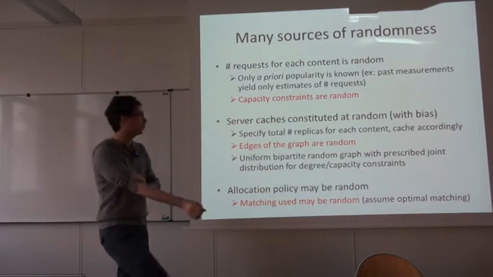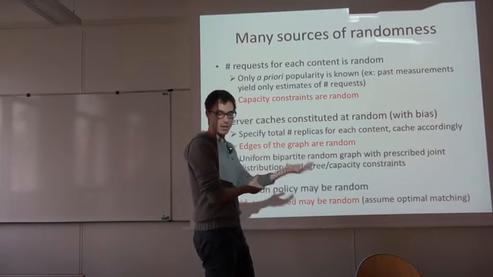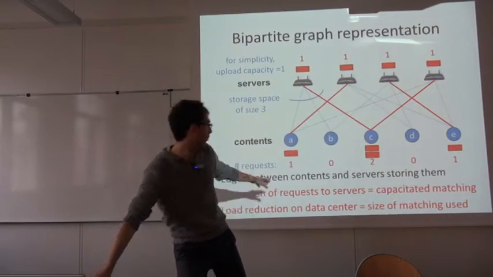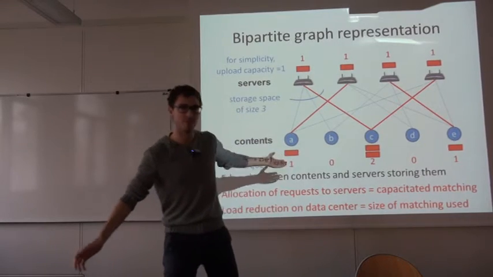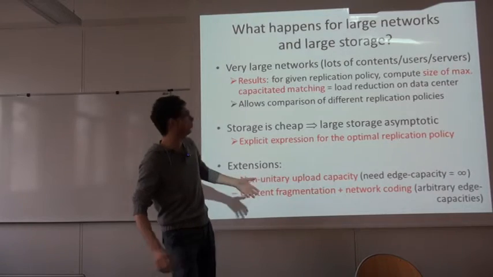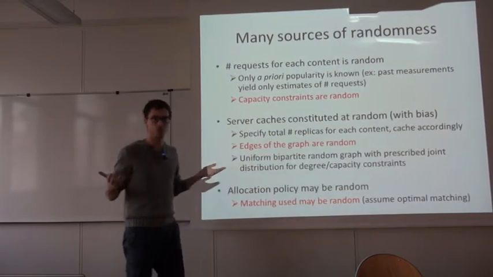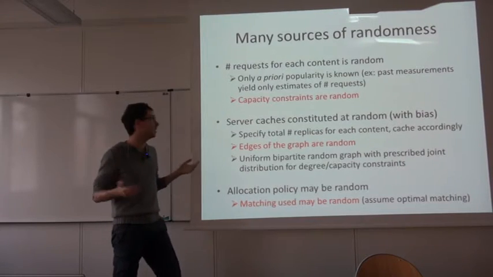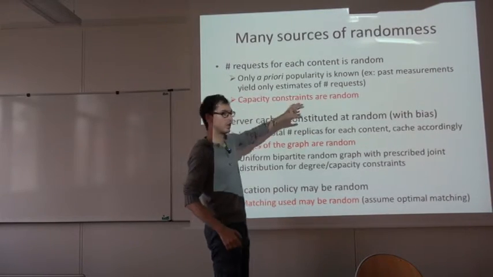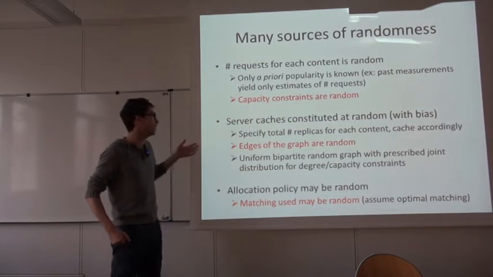So I'll try to go quite quickly, but basically this system is very random, because I said that the capacity for the contents are the number of requests, but it is not something that we know in advance. We may have statistics on that. We may know a priori distributions on the popularity of the contents, but we don't know for sure. So the capacity constraints are going to be random in our system.